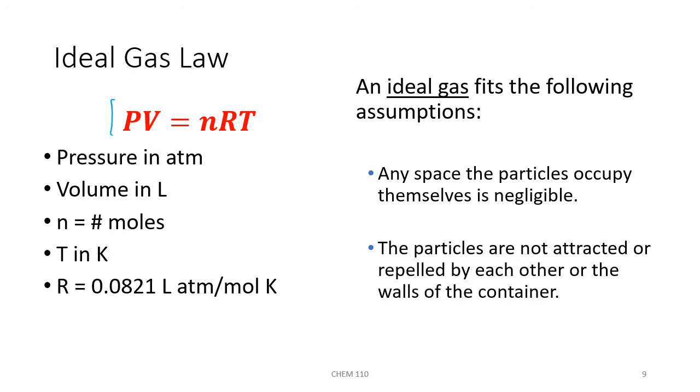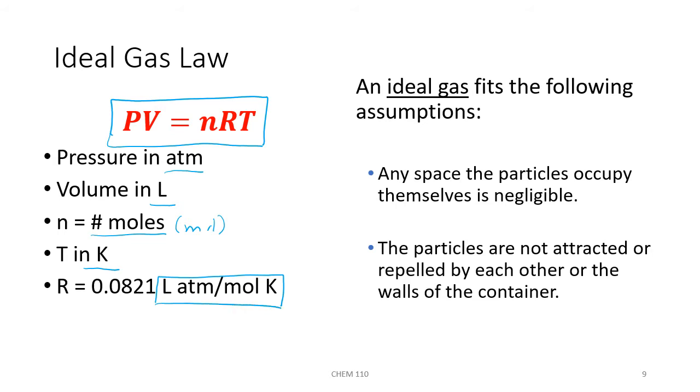The ideal gas law is written as PV equals nRT. P is the pressure in units of atmospheres. V is the volume in units of liters. N is the number of moles in units of moles. Temperature is in units of Kelvin. And R is known as the universal gas law constant. It has a value of 0.0821. Its units are important because it determines the units that everything else must be. Liters times atmospheres over moles times Kelvin.